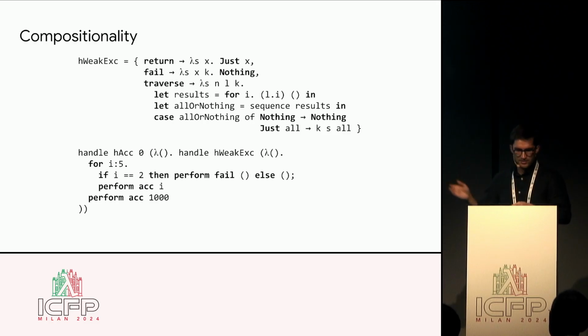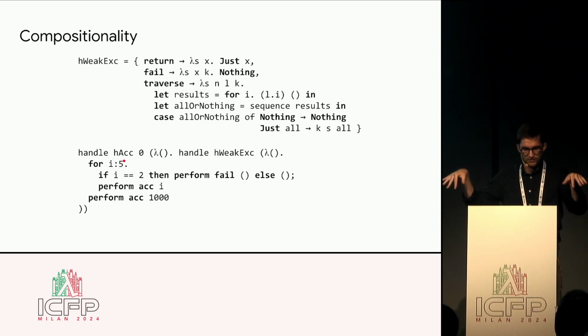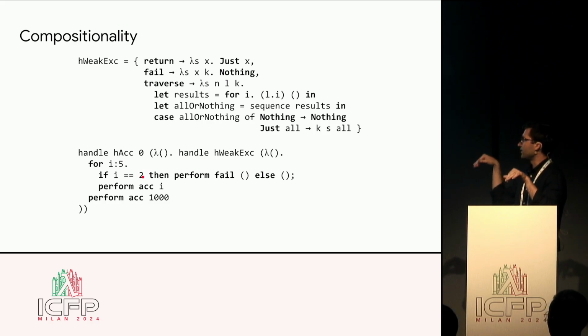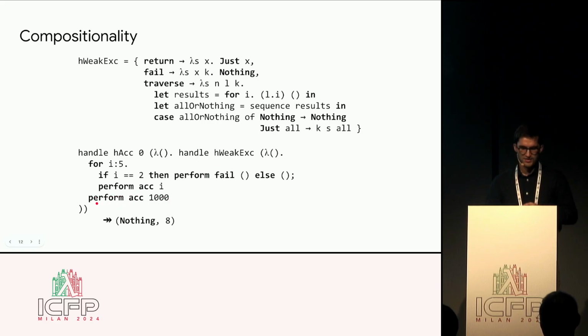But under those parallel semantics, actually all of the 5 computations in some sense begin running. And so all of them except for the one with index 2 get to the place where they increment the accumulator. So you end up with 0 plus 1 plus 3 plus 4 in the accumulator, which turns out to be 8. The second one fails. And then the traverse handler here realizes that there was a failure in the for, and so it doesn't call the continuation after the for. In particular, this perform doesn't happen, and as the result, you see nothing and 8.